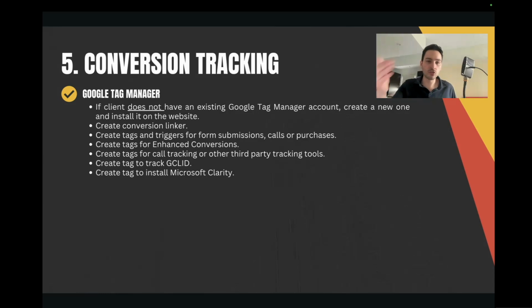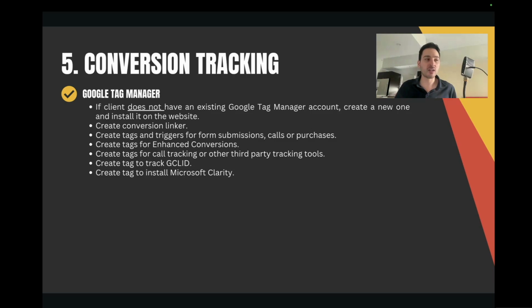As part of the conversion tracking, there's a Tag Manager task, which is going to be a little bit more detailed. It's going to be longer because we do create our goals through Google Tag Manager. And we have a list here of just the different things that we must make sure are always installed in every new account. So we want to make sure that conversion linkers are there, that we've created the tags and triggers for the form submissions, calls, or purchases, whatever goals we're tracking. We'll create the tags for enhanced conversions, create the tags for call tracking, or install other third-party tracking tools. Number 6 here is going to be call tracking, so I'm going to get to that in a second.